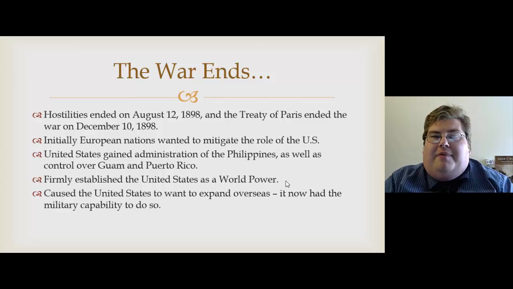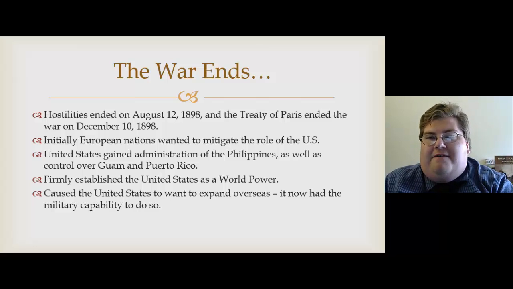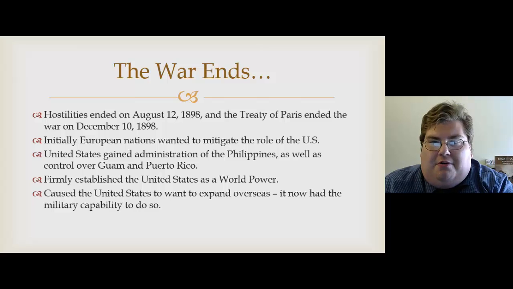And what's going to happen now is what we're going to see. This creates a desire for the United States. We now want to expand overseas. We now want to get in on this age of imperialism, and we now have the ability to do so.